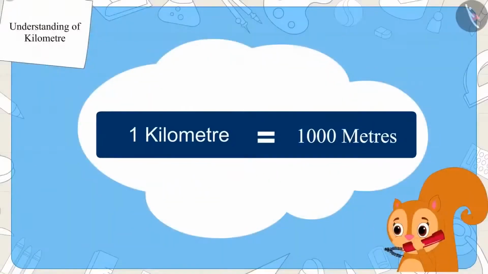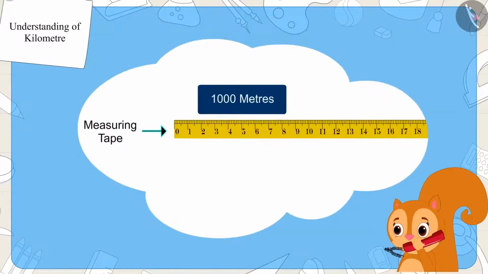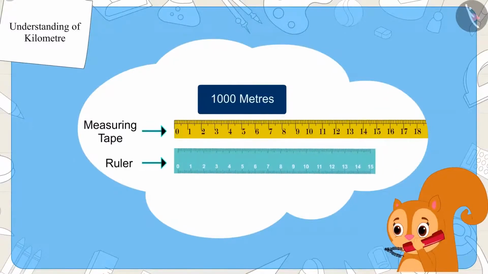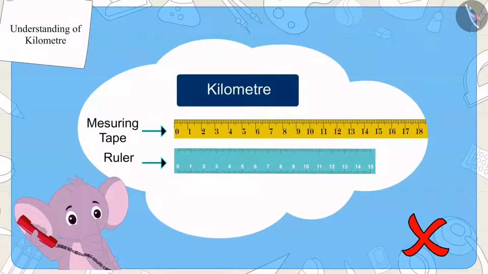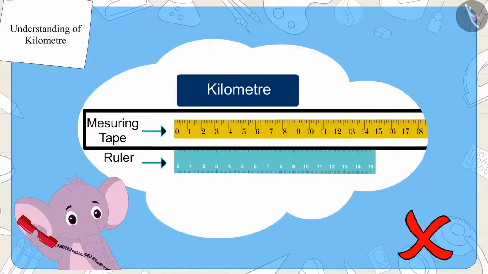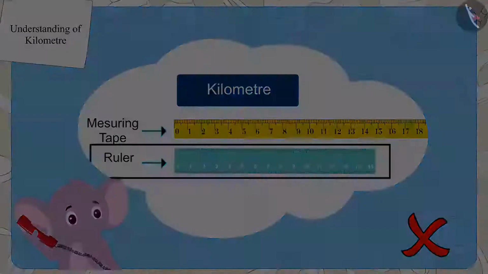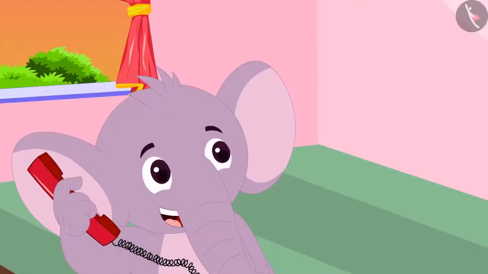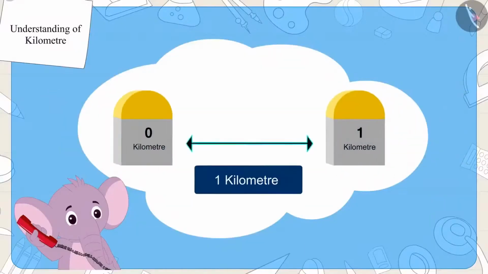But Appu, if 1 kilometer is equal to 1000 meters, then we will not be able to measure it with a measuring tape or a ruler. So how can we measure the distance between two places? You cannot measure a kilometer with a measuring tape or a ruler. Special resources are used for this, okay? You can only find the distance between two places by the distances written on the signs on the road.